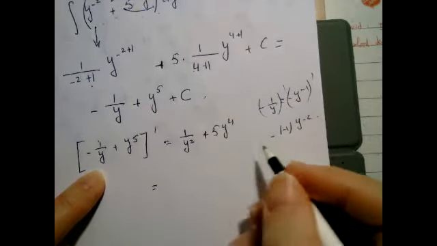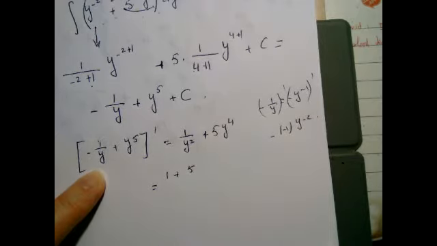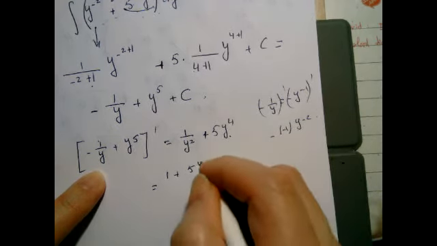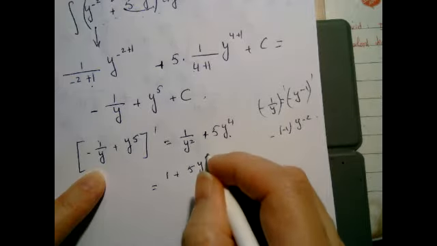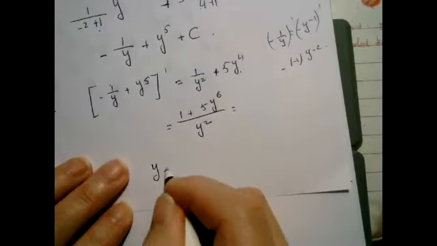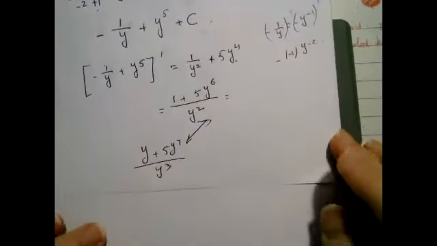Okay, so finally, if I find a common denominator, I will have 1 plus 5. I'm doing something wrong here. No, sorry. Plus 5 to the power 2 and 4, that gives me 6 over y squared. Okay, is this the same thing as the integrand? So let's see, the integrand was y plus 5 y7 over y cube. Are those the same?